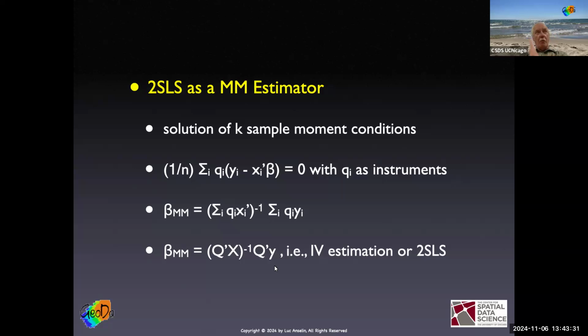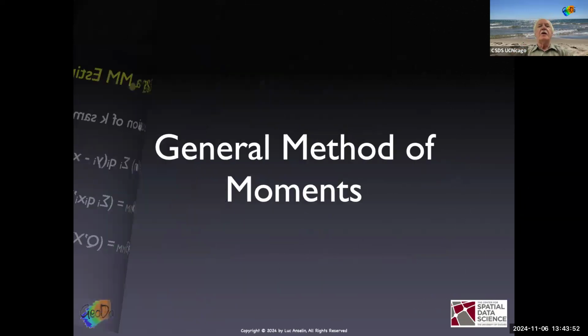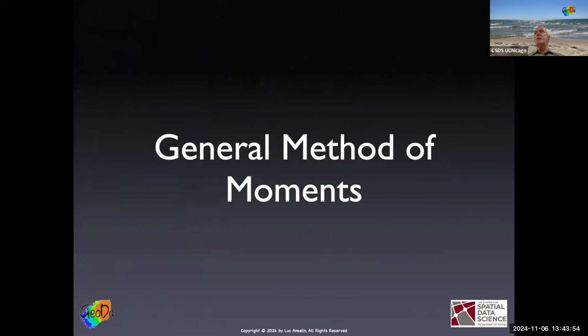If we have more instruments, then we use as the instrument, not the actual instruments, but the predicted value of a regression of the endogenous variable on the instruments, right? And still, once we have that predicted value, we're back in 1-for-1. So all these estimators can be shown to be methods of moments estimators.